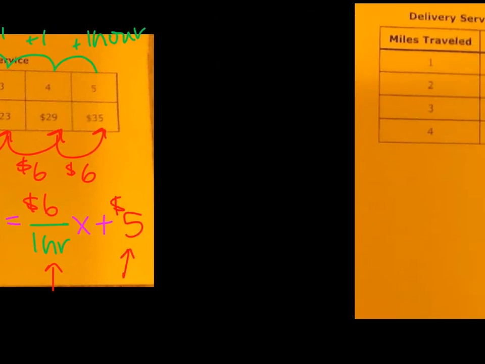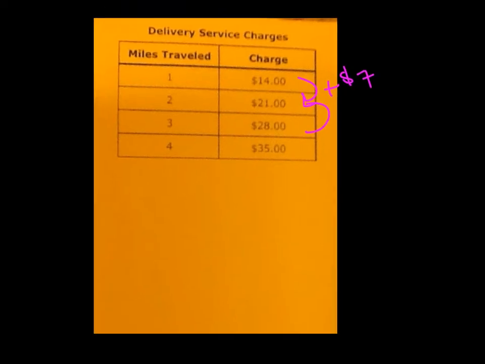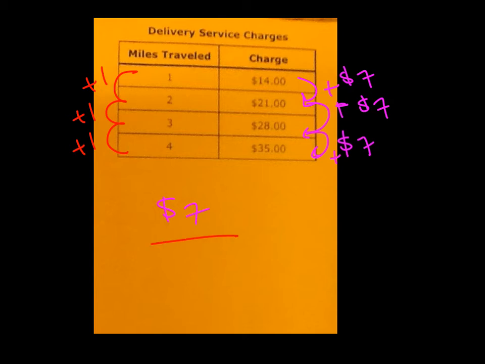Next, this delivery service charge. Let's look at this. We are increasing $7. So we're increasing by $7 each time. And then we can look at this on the left-hand side, and we are increasing by 1 mile each time. So this delivery service is charging $7 for every 1 mile they travel.